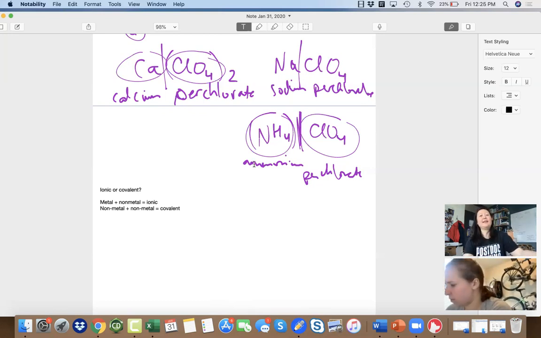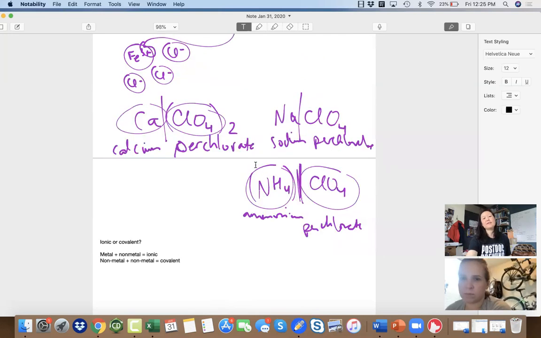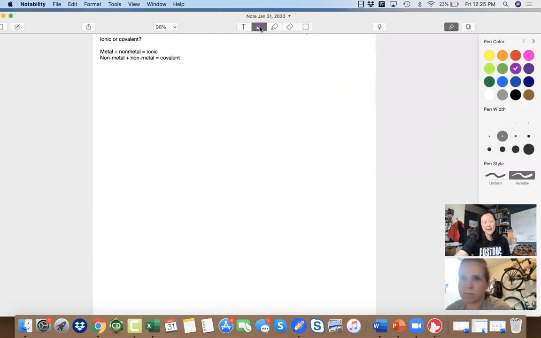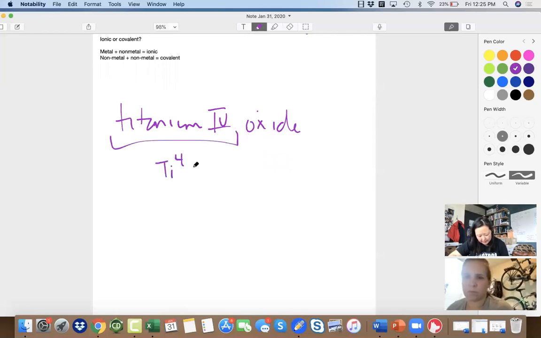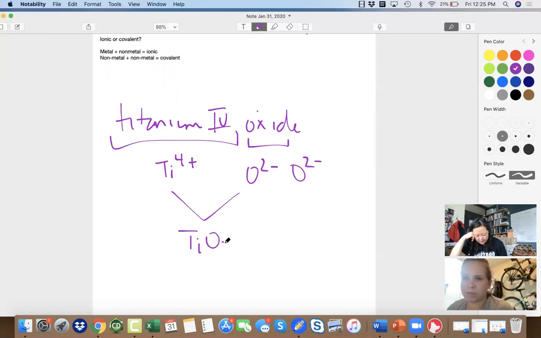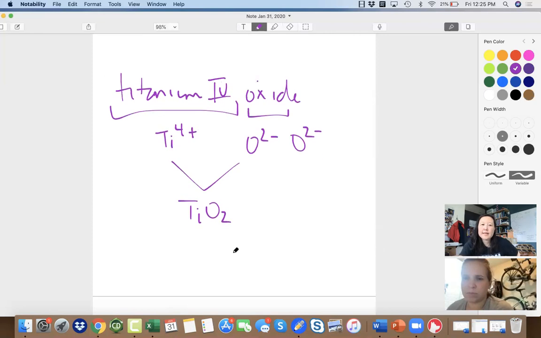Okay, good. And then the other examples I would work through are simply going backwards. Like if I have titanium 4 oxide, being able to come up with the formula for that. Titanium 4 is Ti4 plus, oxide is O2 minus. So how do these come together to form a neutral compound? You're going to need 2 oxygens. So I need 2 oxides. So it has to be TiO2. So that's the other part of it.